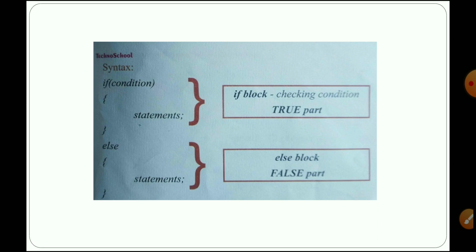On the right hand side they have given it clearly in a box. Within the brackets, the if block is the true path, where the condition is checked, and the else block is the false path. Depending on how the condition evaluates, your true or false path will be executed. At that time only one part executes, either the true path or the false path.